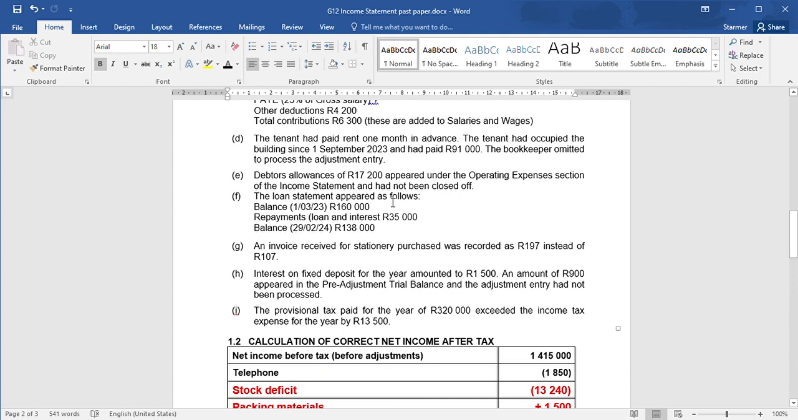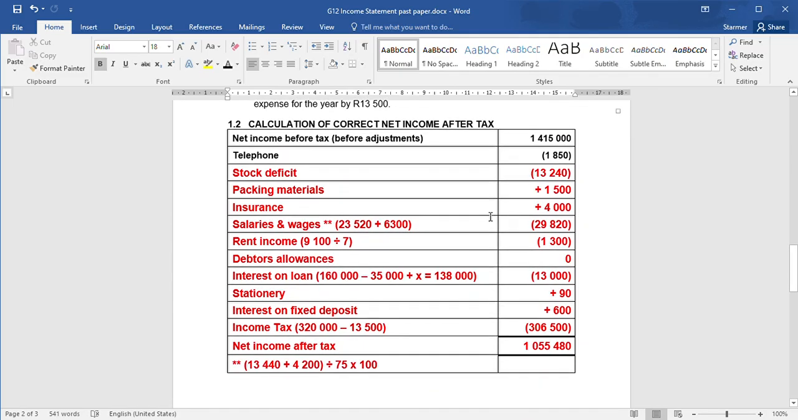Okay, moving on. Debtors' allowances appeared in the operating section of the income statement, had not been closed off. Now, if you think back, you're supposed to minus debtors' allowances from sales. Whether you minus debtors' allowances from sales or show it as an expense, they mean the same thing. So that debtors' allowances entry is not going to affect your net profit. You subtracted debtors' allowances when calculating this net income here, but whether you subtract it as an expense or subtract it from sales as you're supposed to, you end up with the same results.